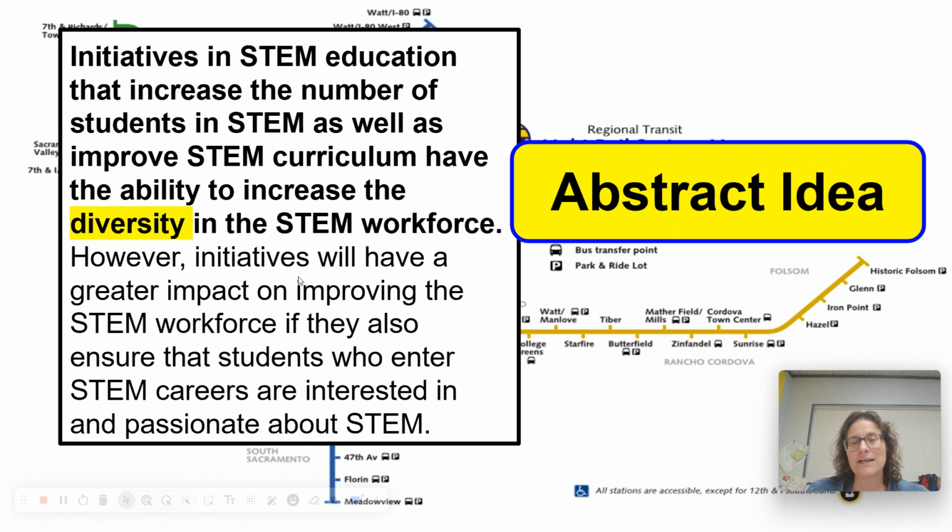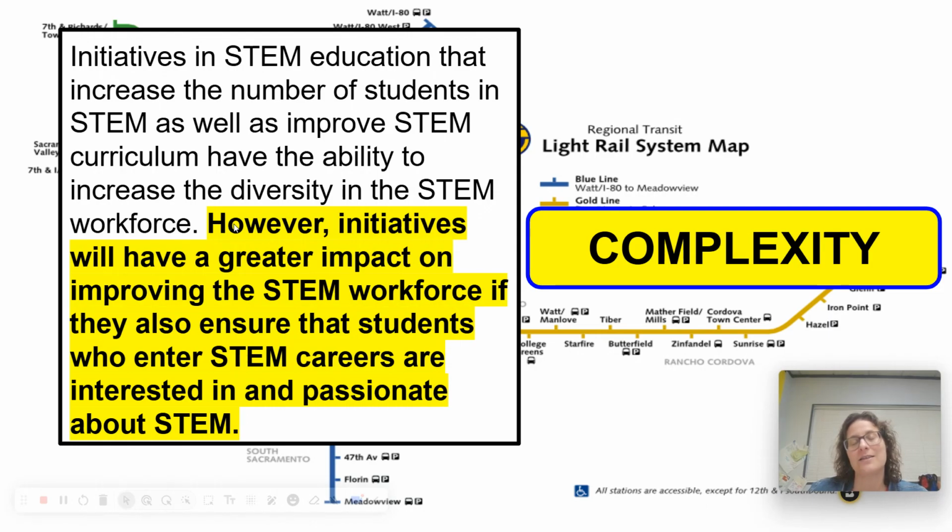It's connected to this abstract idea of diversity, so you have a lot to talk about, and then this person introduces complexity, basically saying that, hey, yeah, we can use STEM to diversify the workforce and increase the number of students. However, to do this really well, going back to the idea of value, we have to ensure that these students are interested and passionate in STEM.